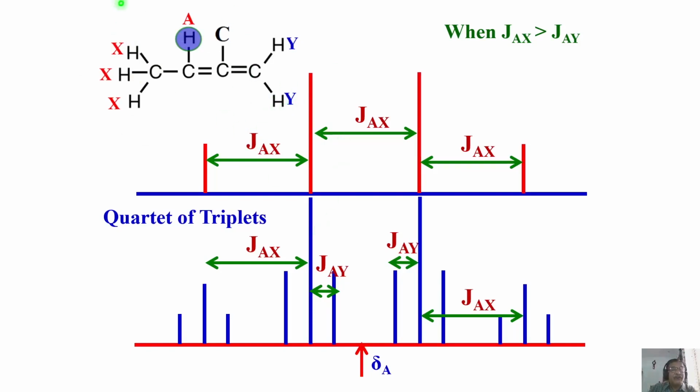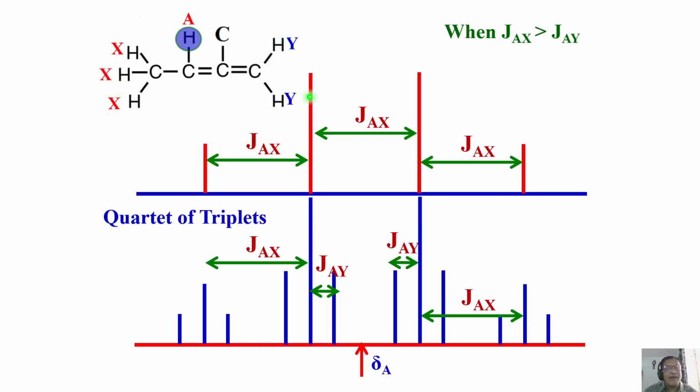On the other hand, I look at this methyl group. What will happen? The larger coupling, let us say, is AX, then XY. This will become a doublet because of this, and each line of this doublet is a triplet because of this. You get a doublet of triplets. See the pattern? If you look at this one, it is a quartet of triplets. If you look at this one, it is a doublet of quartets. If you look at this one, it is a doublet of triplets.